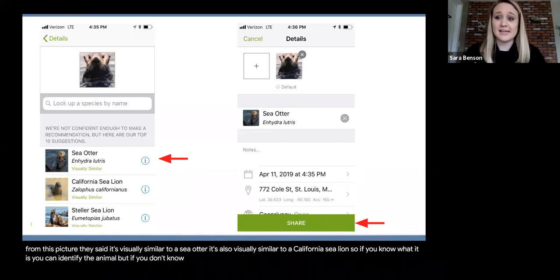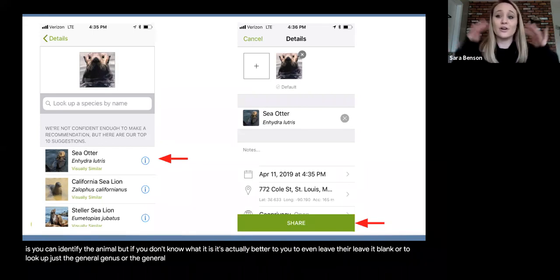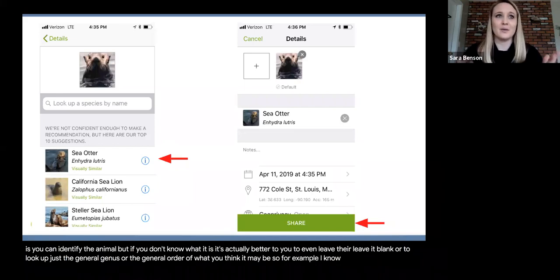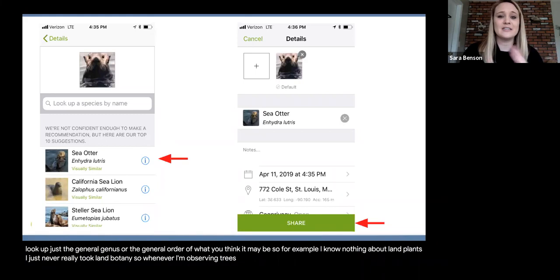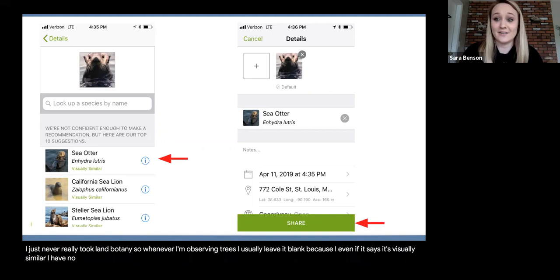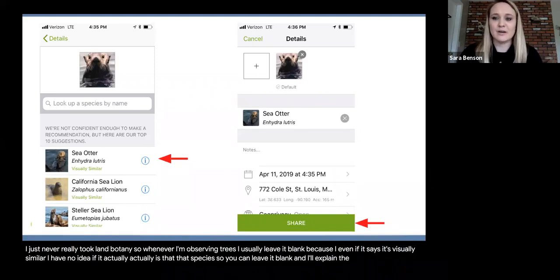But if you don't know what it is, it's actually better to either leave it blank or to look up just the general genus or the general order of what you think it may be. So for example, I know nothing about land plants. I just never really took land botany. So whenever I'm observing trees, I usually leave it blank because even if it says it's visually similar, I have no idea if it actually is that species. So you can leave it blank, and I'll explain the identification part next.